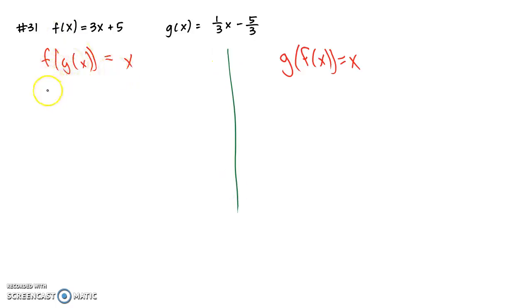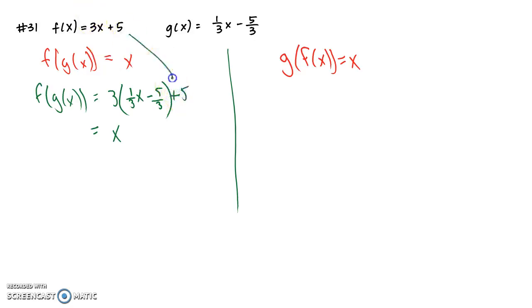So if I take f of g of x, that's going to be 3, and then in place of the x, I'm going to put the g function, and then I'm going to simplify. 3 times 1/3 x is just 1x. 3 times, sorry, I forgot my plus 5 here from up there. And then minus 3, so that's minus 5 plus 5. Those add up to 0, and so what I see is that f of g of x is equal to x. So in one direction it works.